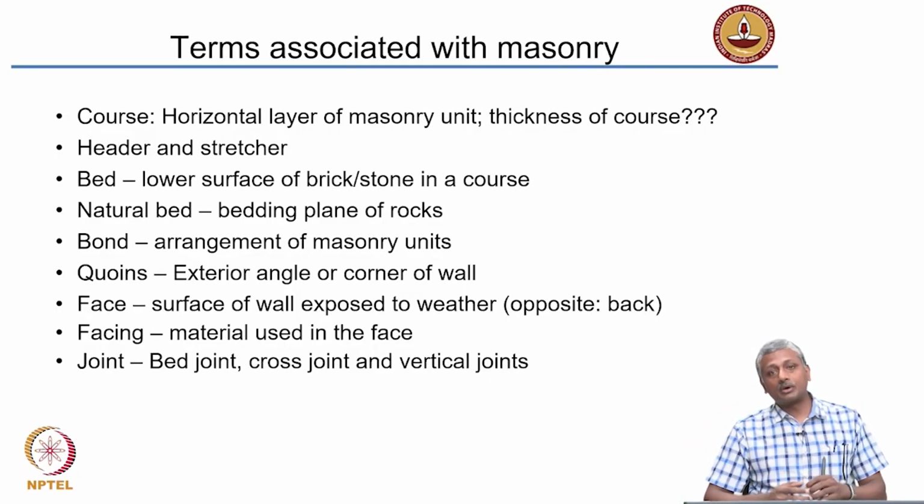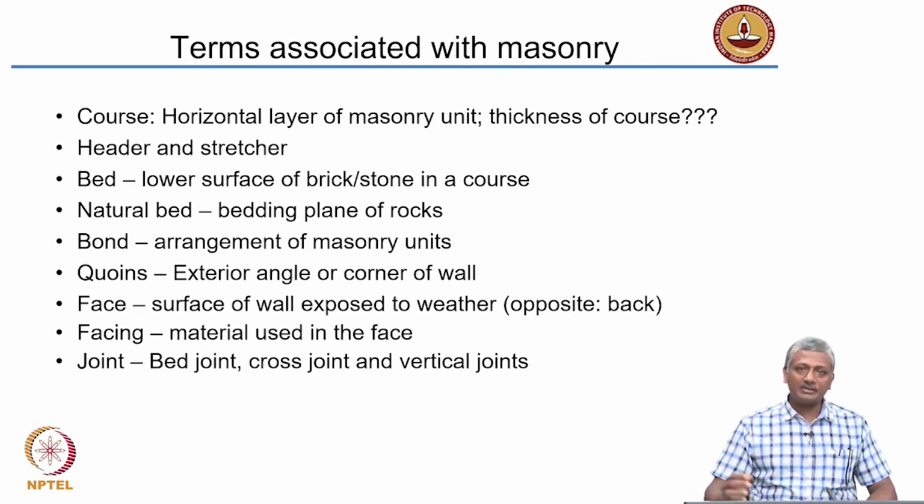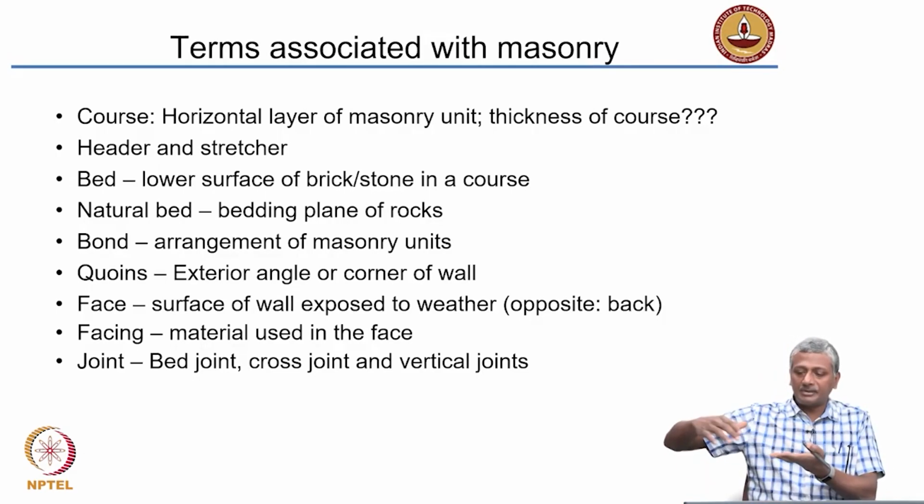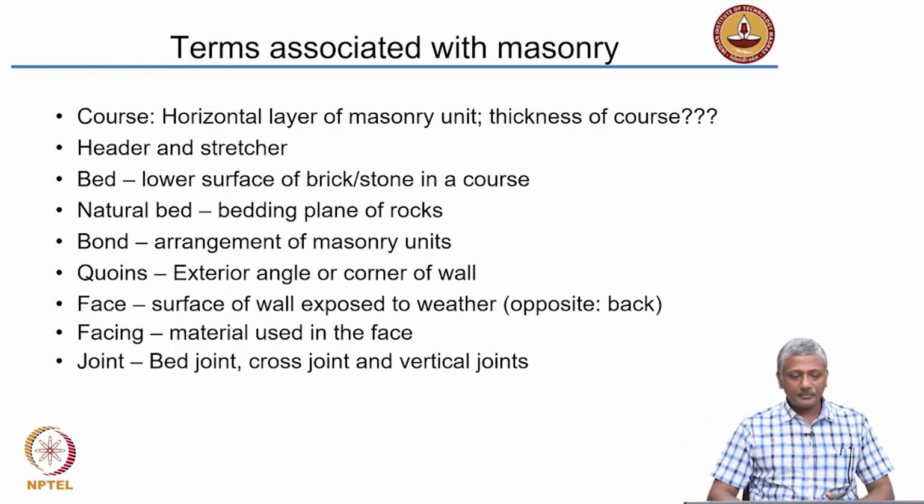If you are using a concrete block, the thickness in a course will be 20 centimeters. Okay? If you are using a traditional brick, which is 23 by 11 by 7, typically 23 by 11 is the top and bottom cross sectional area, the height is 7. So, if you are using a traditional brick, the height will be 7 centimeters.